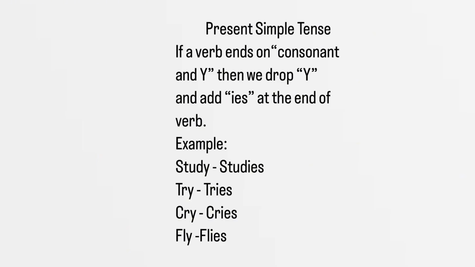In the present simple tense, if a verb ends in a consonant and y, then we drop y and add ies at the end of the verb. For example, study. Study is ending in y, and before y there is a consonant, so we drop y and add ies. From study, it's now studies. Try, tries. Cry, cries. Fly, flies. Just remember, this rule is for those words which end in y, but before y should be a consonant.